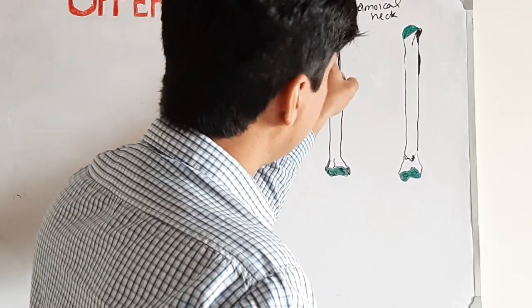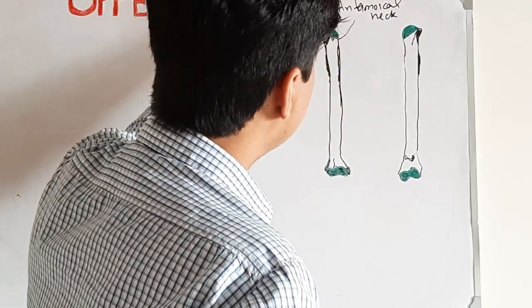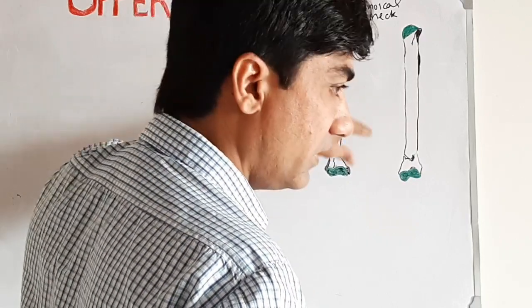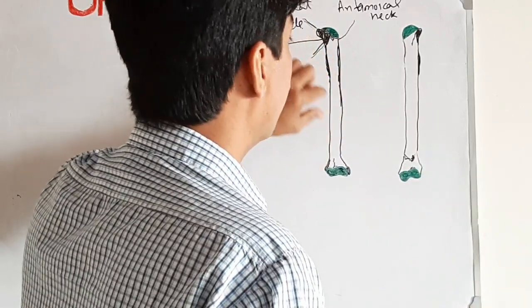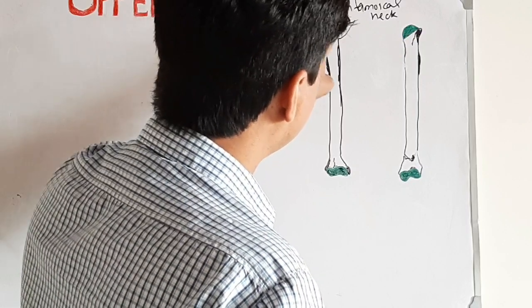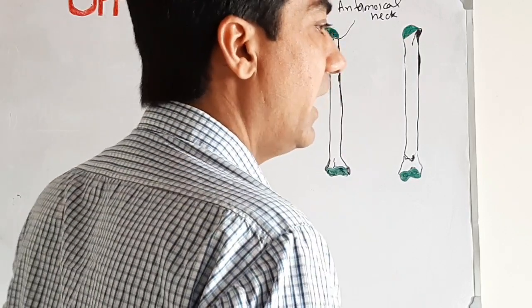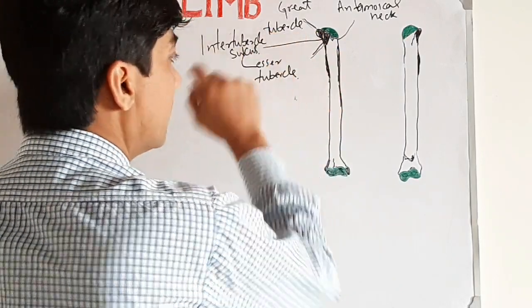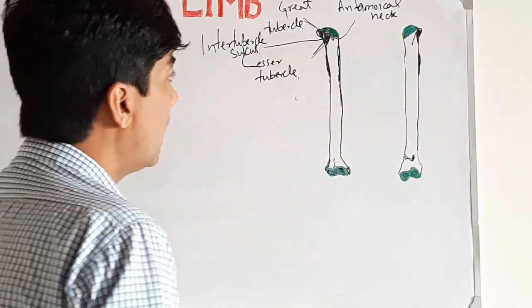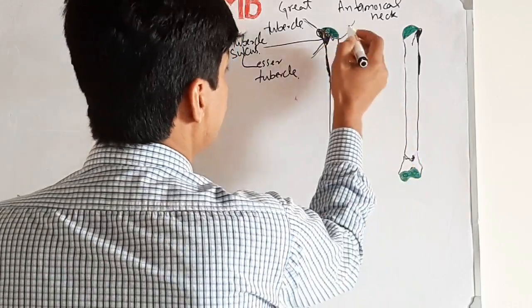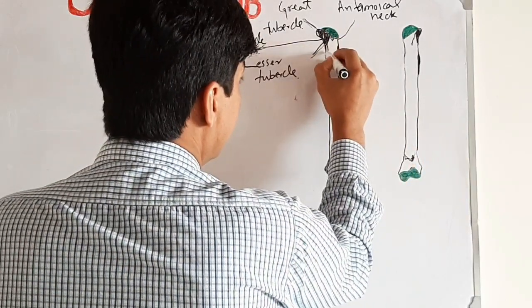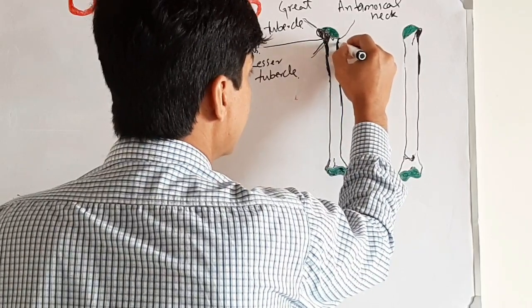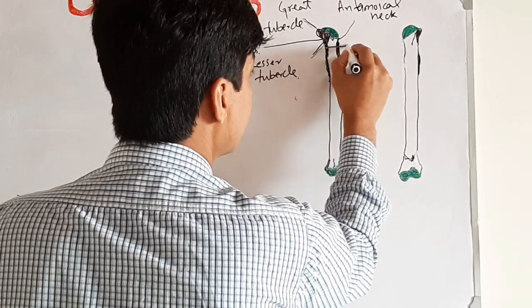One is superior and one is lateral or inferior. The superior one is called the greater tubercle and the inferior is called the lesser tubercle. Between these tubercles there is a sulcus that accommodates the tendon, called the intertubercular sulcus. And beyond these tubercles, there is a narrow neck of humerus that is called the surgical neck.